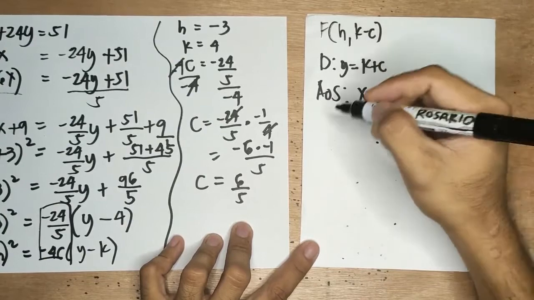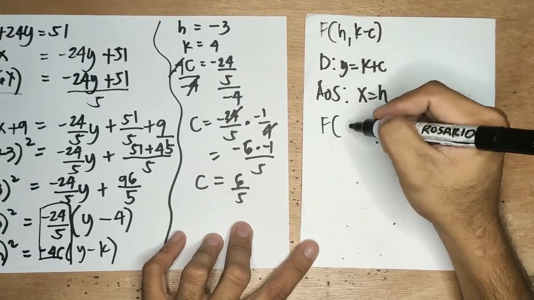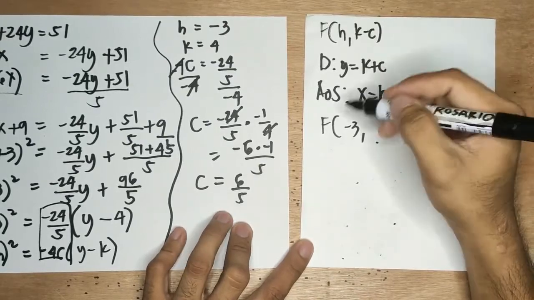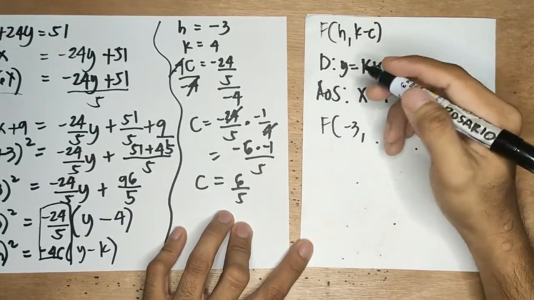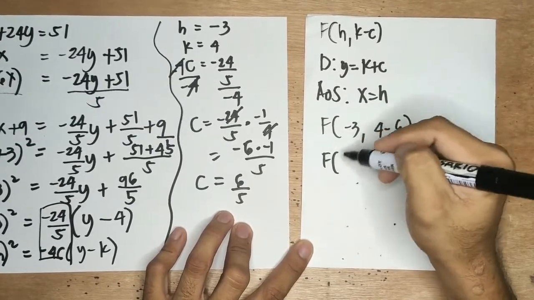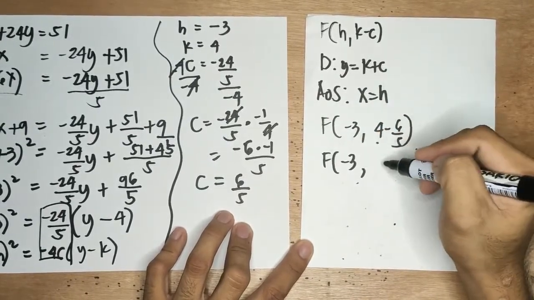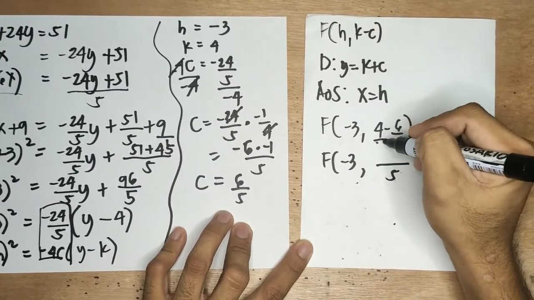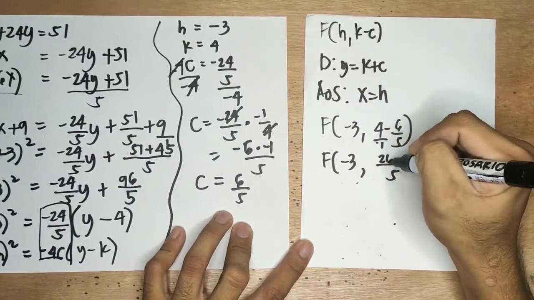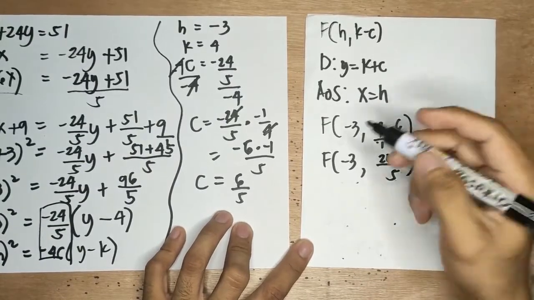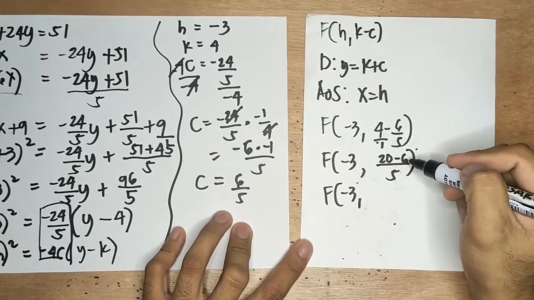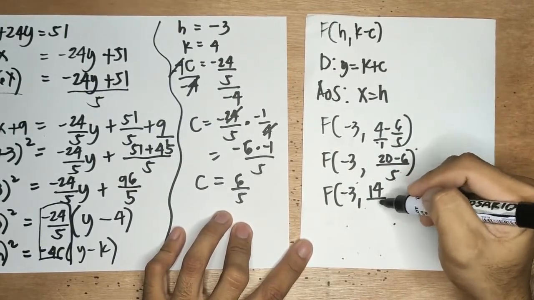So obtaining the focus, we have h is negative 3 and k is 4 and c is 6 all over 5. So we have 4 minus 6 all over 5. Simplifying further, we get negative 3. LCD is 5. Understood na 1 ito. 5 divided by 1 is 5. 5 times 4 is 20 minus 6. So simplifying further, we get negative 3 and 20 minus 6 is 14 all over 5.